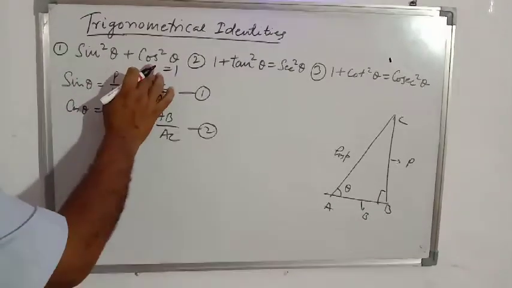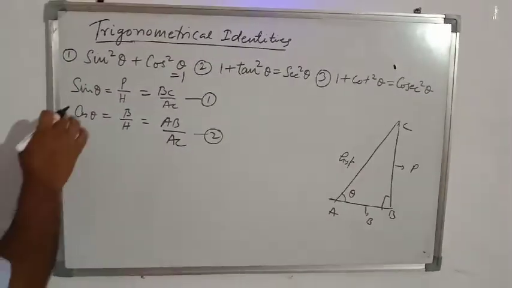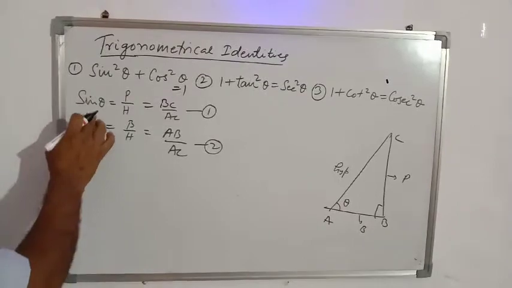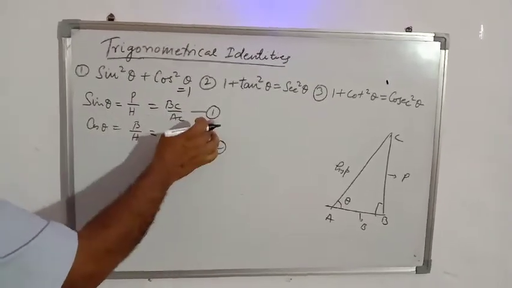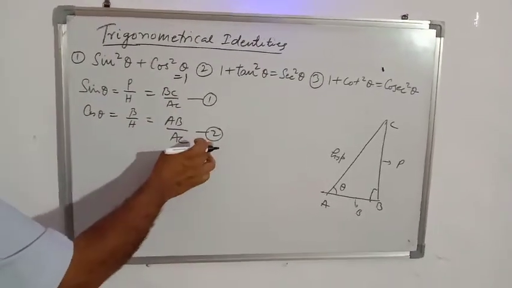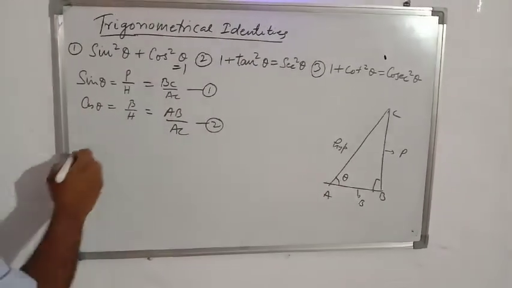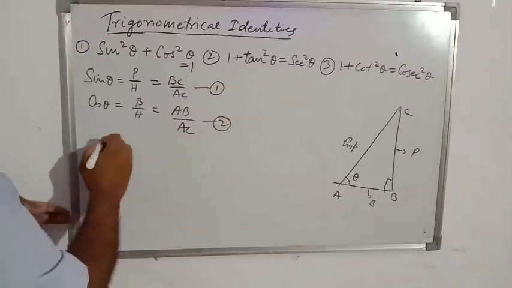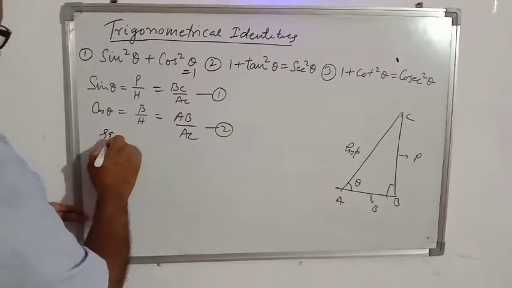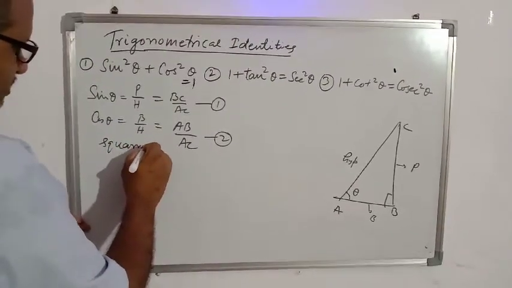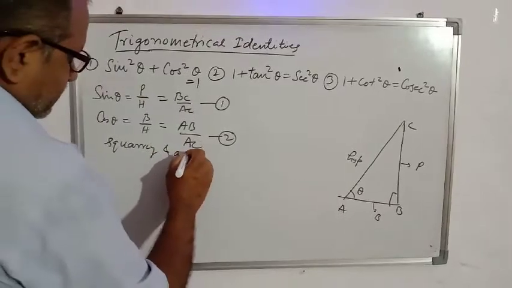Now we have to get sin square theta plus cos square theta is equal to 1. How will we get sin square and cos square? If we take the square of the first equation and the square of the second equation, then add them, we will get sin square plus cos square. So, squaring and adding both the equations.